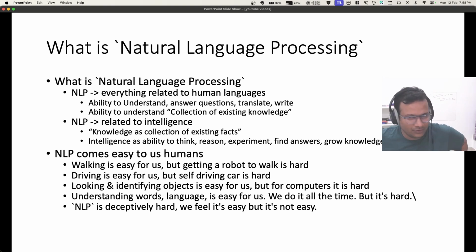Driving, for example: companies are still trying to build self-driving cars. It's hard, but it's easy for us. We have so many drivers. Looking and identifying objects, identifying this pen as a pen is easy for us, but it's hard. Understanding language, words, it's easy for us, but it's hard. So NLP as a domain is very deceptively hard. It just feels easy, but it is actually not easy.